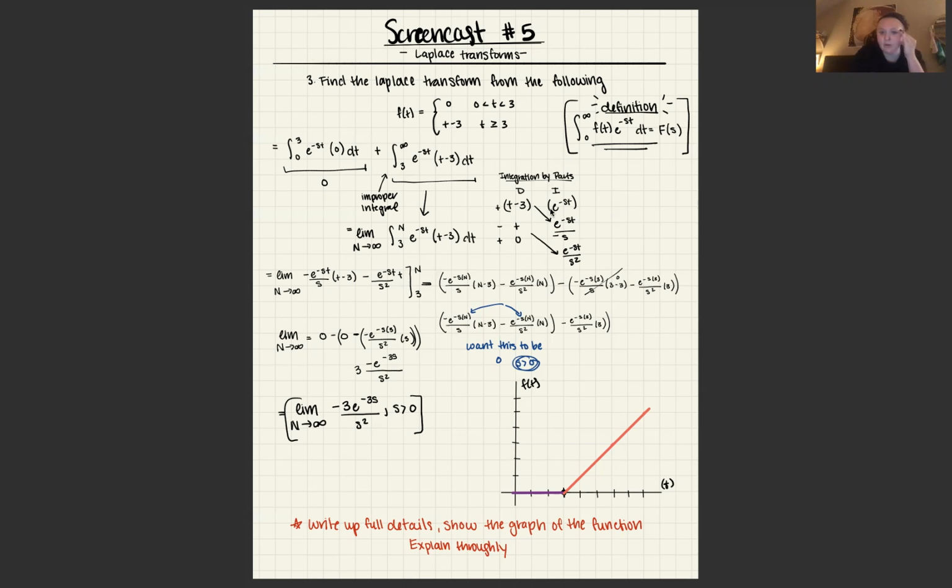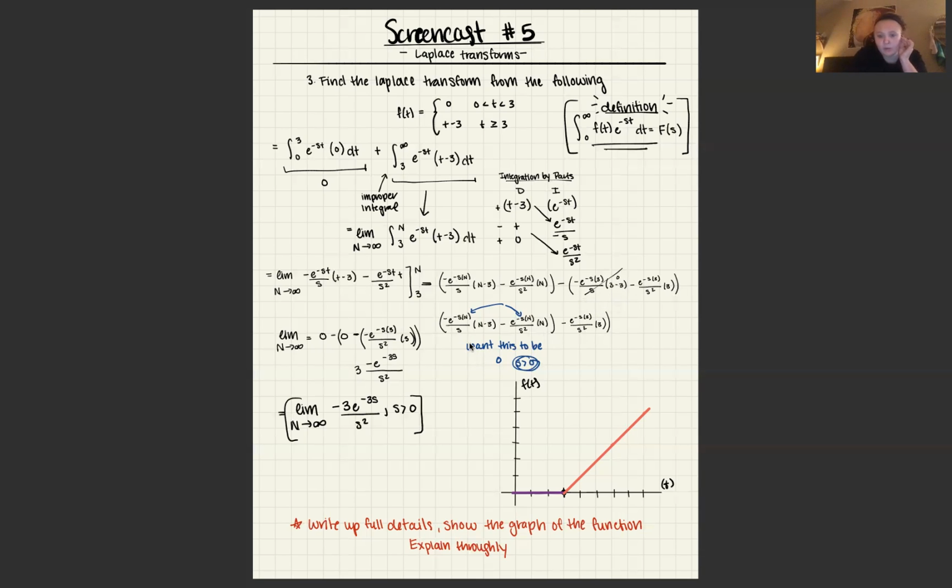Basically, we're going to set this up: the limit as n goes to infinity, carry that down, can't forget it, and then e to the negative st over s times (t minus 3), minus this, and make sure to keep your signs all correct. You're going to evaluate this from 3 to n, which I've done over here and written all out. But then the first term, when you evaluate it at 3, just becomes 0, so you can get rid of it.